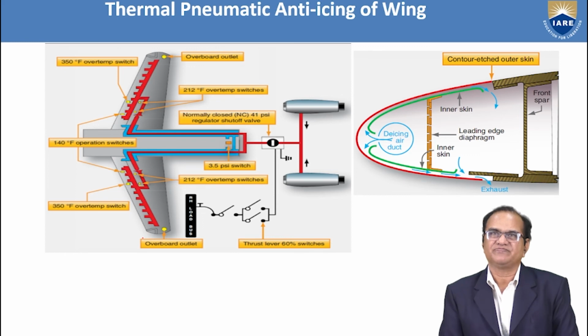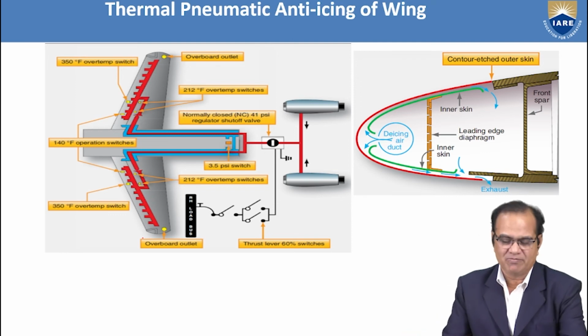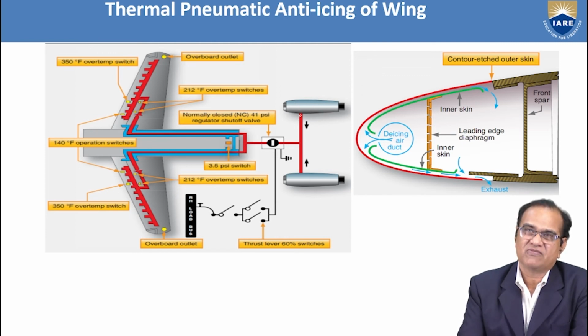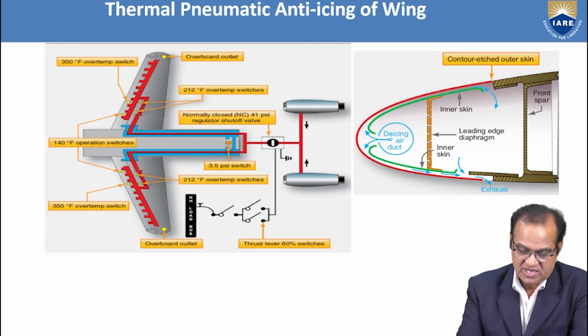Here I am giving some thermal pneumatic anti-icing of the wing, shown in black and white. Here you can see there are 2 engines. From the engine, hot air from the combustion chamber, before the engine turbine, is trapped. This air enters here with a regulator or shut-off valve. If you open it, it will go to this side. From here it will be distributed.